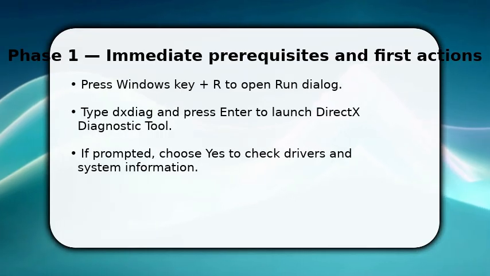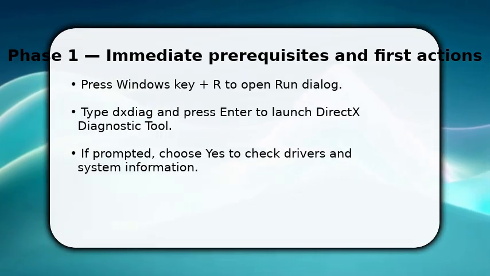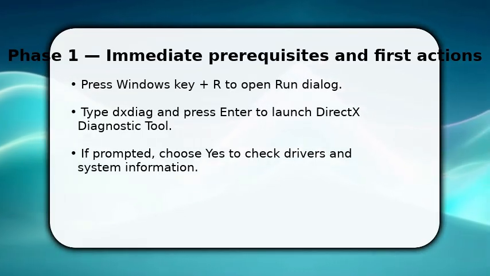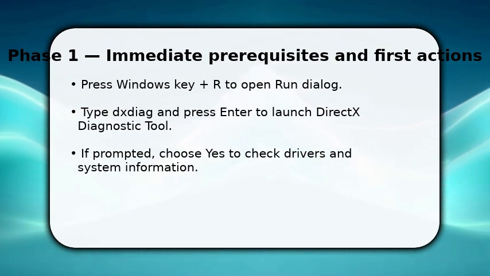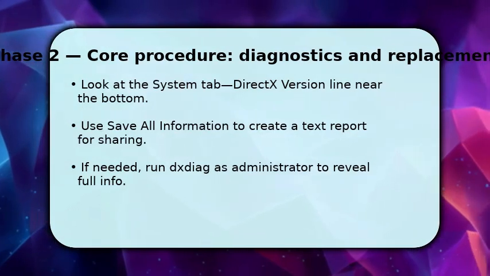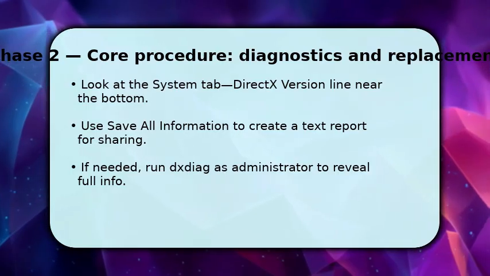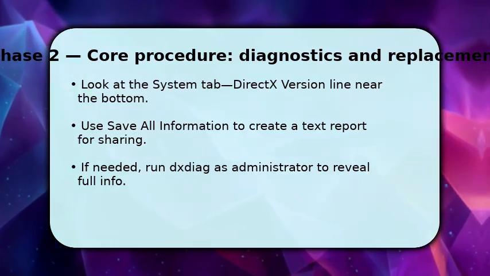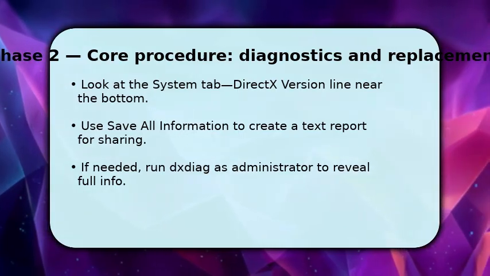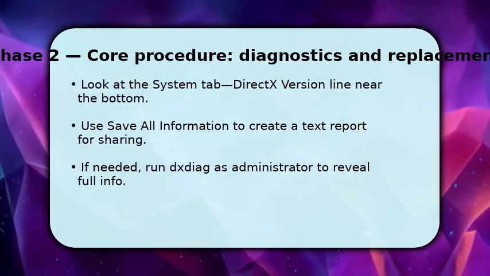Once the tool opens, you'll land on System Information. Make sure to focus on the top few lines, because the DirectX version appears there, and that single line answers the question immediately. Once done, navigate to the System tab, scan toward the bottom of the white info panel where the DirectX version is listed. You're looking for a line like DirectX 12 or DirectX 12 Ultimate. That distinction matters for features and compatibility.